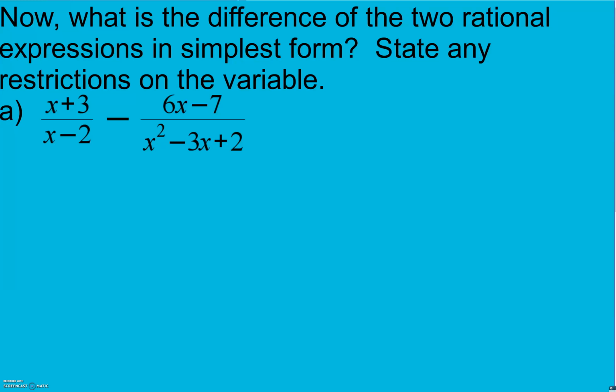Again, here we're finding the difference in two rational expressions, simplest form, and state any restrictions on the variable. So, we're going to find our least common denominator by finding our least common multiple of our denominators. In order to do that, we need to factor. So, here, we factor our trinomial.